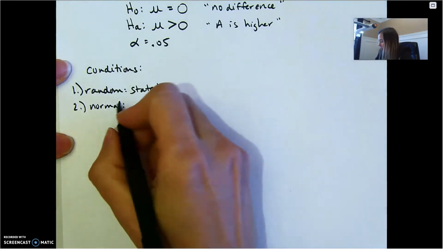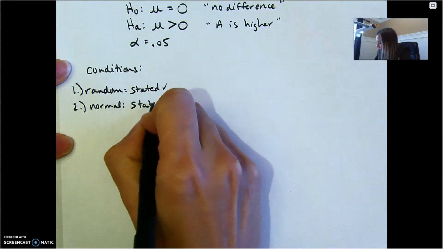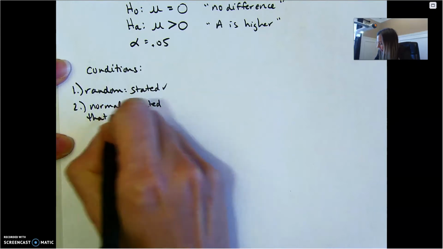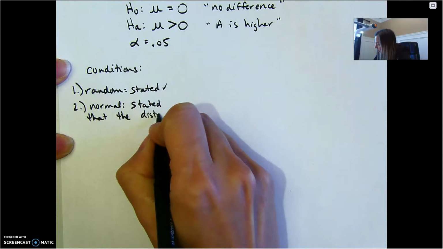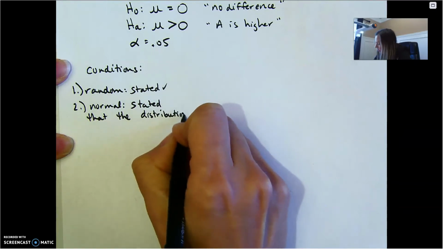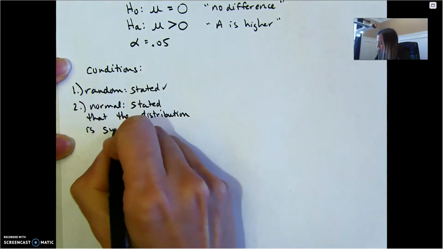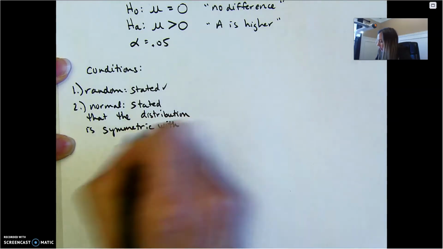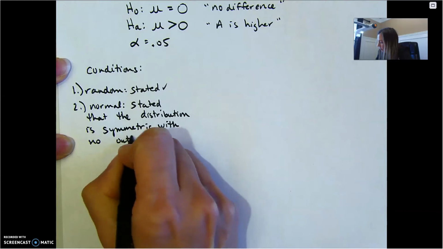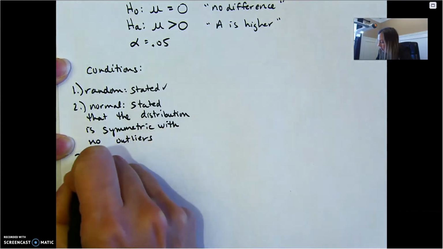So if we're down here in normal, we could say stated that the distribution is symmetric with no outliers. All right, so we are good to go there.